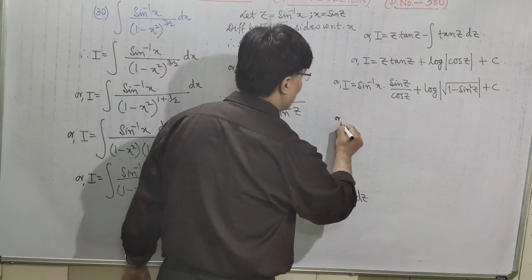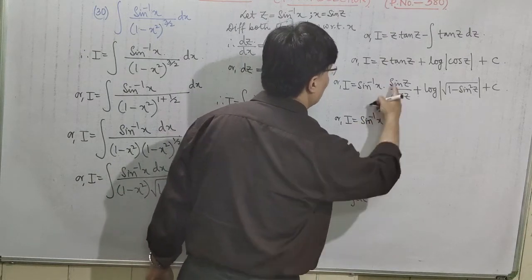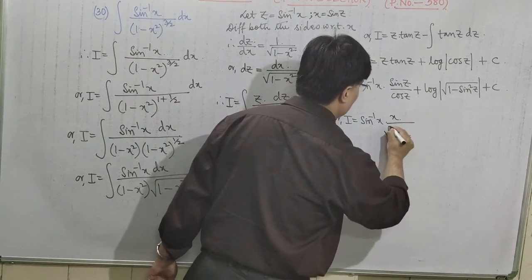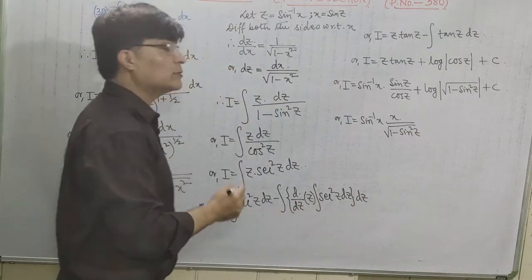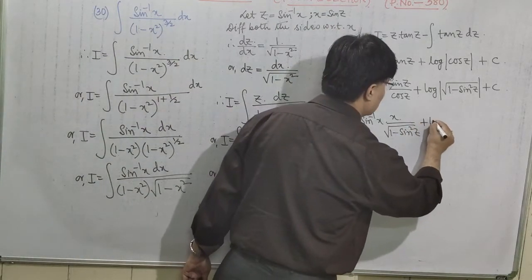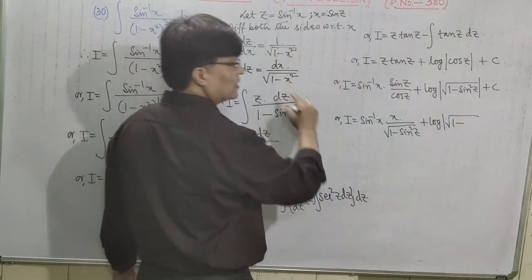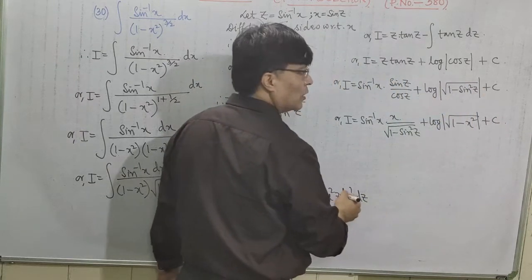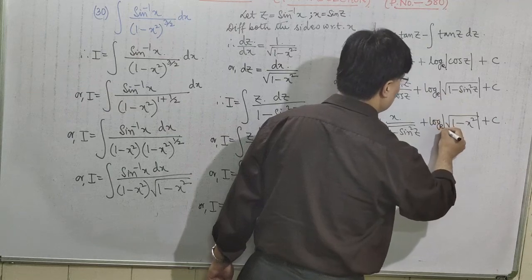Okay. So I is equal to sine inverse x into, what is sine z? Sine z is x divided by root over, you should write it in terms of sine z. That is, cos z in terms of sine z is root under 1 minus sine square z, plus log within mod root over 1 minus, what is sine z? It is x. So it is 1 minus x square, mod sign closed. Okay. Then here you can write base e.